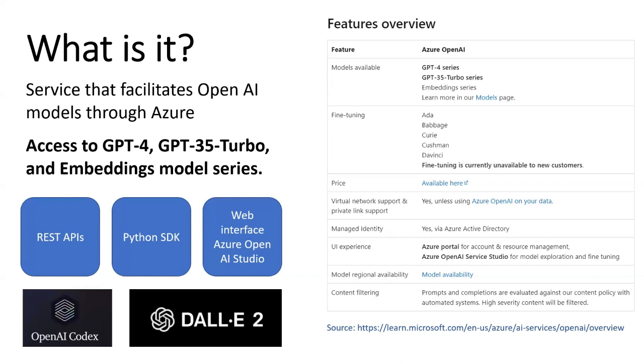Model regional availability is another thing to highlight, which improves the scalability and availability of the large language models. And also Azure is geared more towards responsible AI. So it gives good attention to avoiding unexpected behaviors in our applications. So there is an extra protection layer on content filtering.